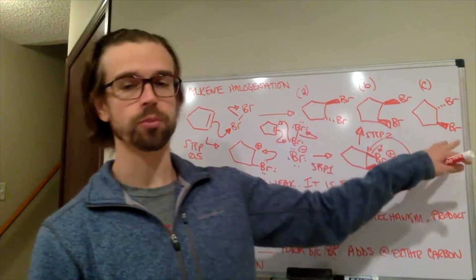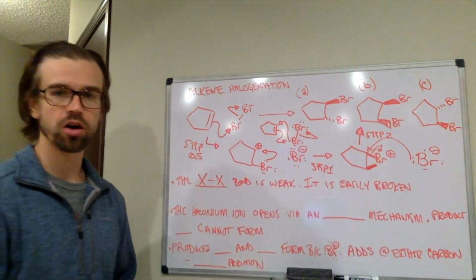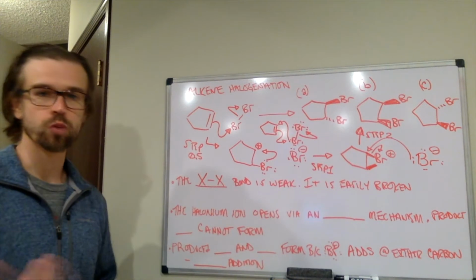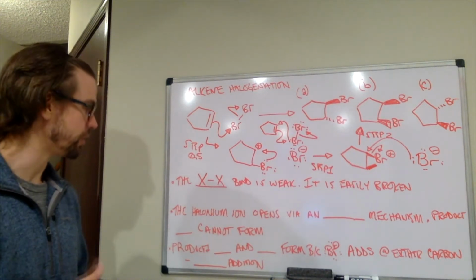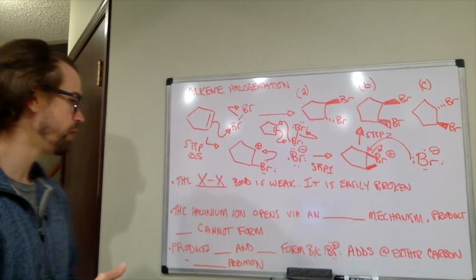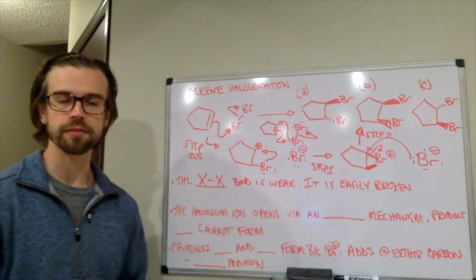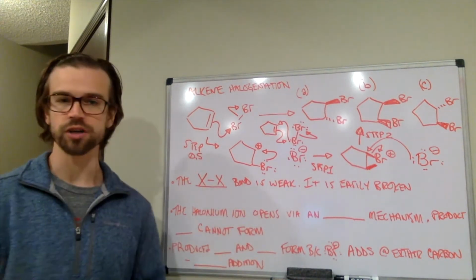We showed both steps of that mechanism. What are the potential products, A, B, and C? Are all of them potential? Is one of them not a possibility based on the mechanism that we drew? Take a minute to think about that. You might want to look at some of these blanks and try to fill those in.